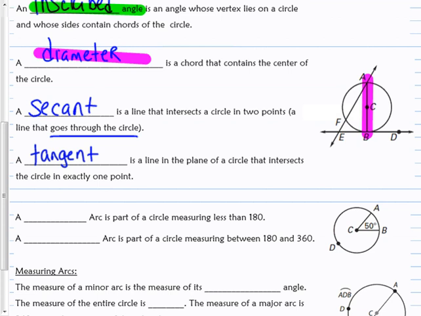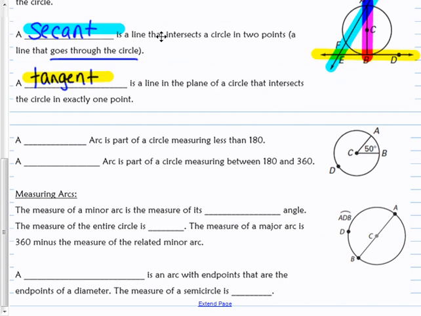A secant is a line that intersects the circle in 2 points. So for example, this line is intersecting the circle twice, so this line is a secant. And then we have a tangent, and a tangent is a line in the plane of the circle that intersects the circle at 1 point. So this line intersects the circle only right there at B. So this would be a tangent. Moving on.